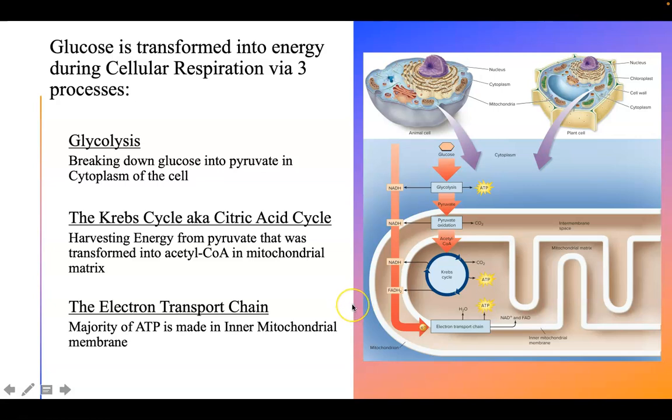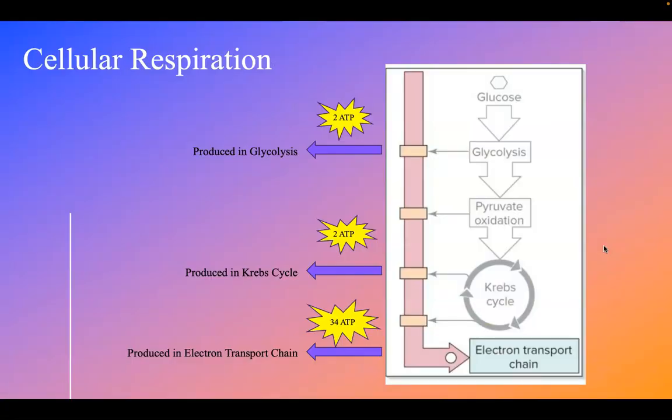Then we can go on to the electron transport chain, and this is where the majority of ATP is made, and it is also happening in the inner mitochondrial membrane, which is within the mitochondrial matrix, or so also surrounding the mitochondrial matrix. In cellular respiration, you can see we are making ATP throughout each part of the process, but the majority of the ATP that we are producing is coming from this last step, the electron transport chain.